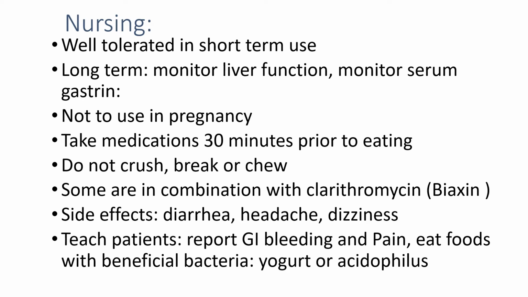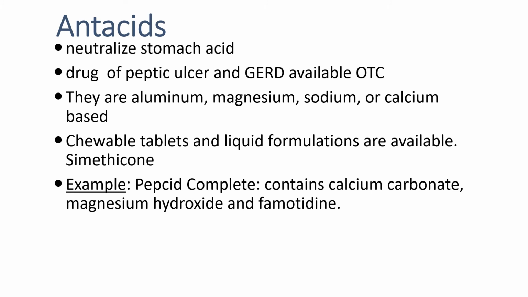Teach your patients about GI bleeding and to report it and any pain. Eat foods with beneficial bacteria, which are those lactobacillus acidophilus things that you want to make sure people are eating. Antacids neutralize stomach acids. Those are those common things you get over the counter. And actually, too, some of these things that they're putting calcium in for people who have low calcium levels are pretty good. So people take them now instead of calcium tablets. Please understand, Pepcid, you, again, don't want to be on it for too long.